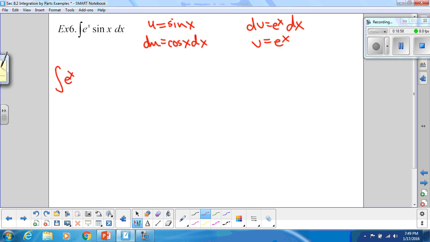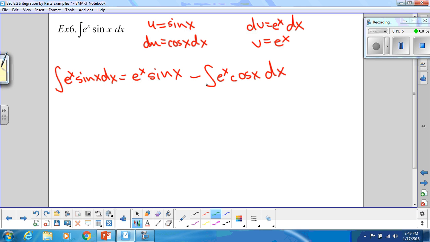Okay, so I'm going to write this out. Integral of e to the x sine of x is equal to u times v, so e to the x sine of x, minus the integral of v du, so that's e to the x cosine of x dx. Okay, so here's where I have to do it again. So I'm not going to use tabular method, and here's another way you could just use it nested, and you'll see why I'm not using tabular method in just a minute. So I have to repeat this process, so that means I have to pick out a new u and a new dv. So for this time, I'm doing it in green.